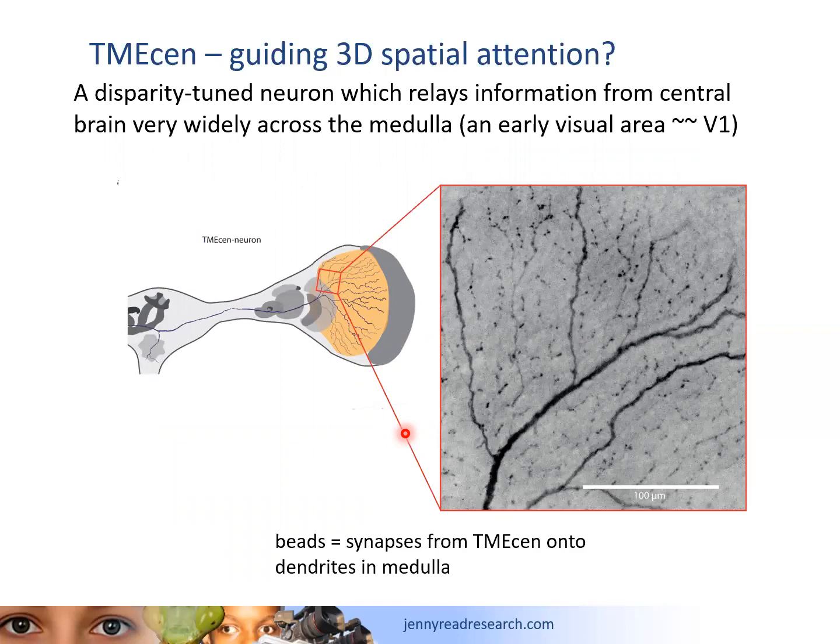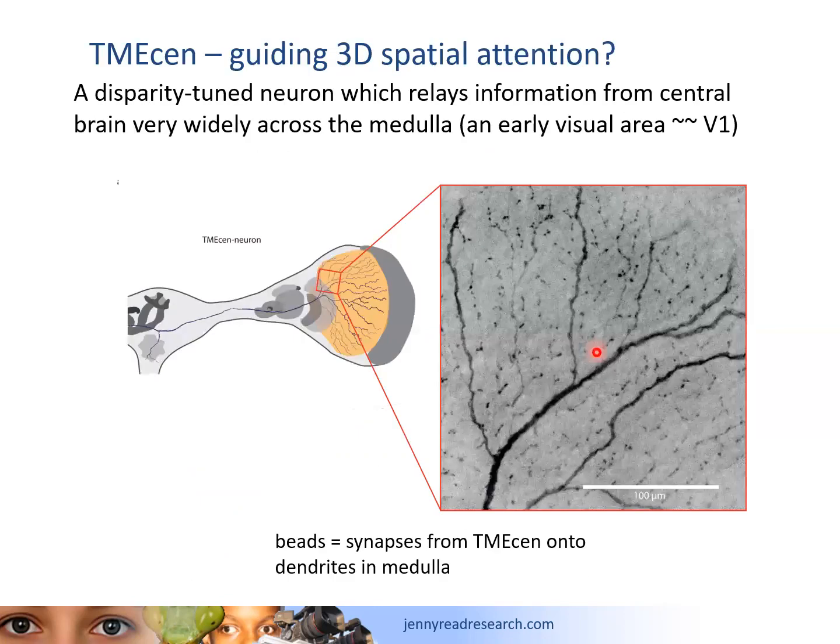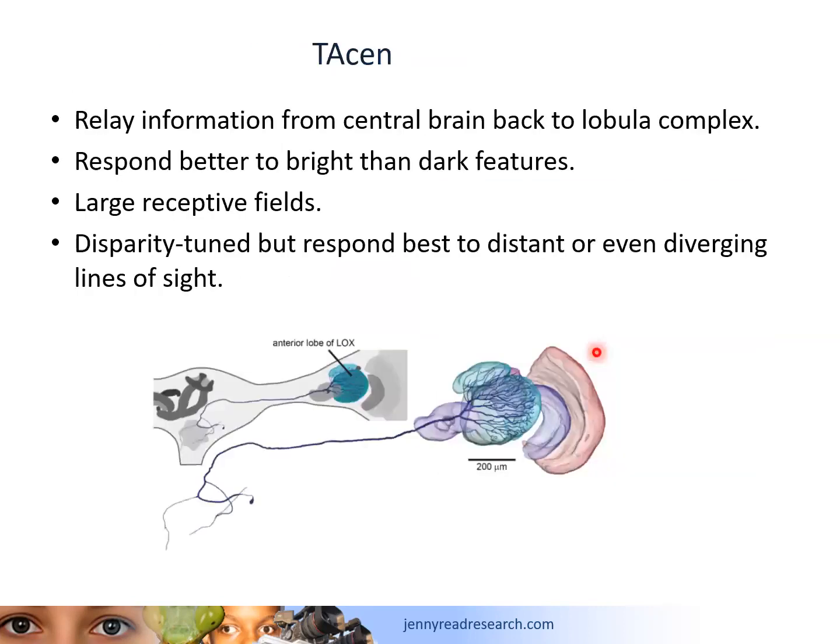So what's that neuron doing? You can see it's really sending a lot of information. Each one of these beads is a synapse. You see it's all the way across. Of course, I don't know what it's doing, but I wanted to speculate that it might be involved in visual attention, perhaps, guiding that there's something nearby.